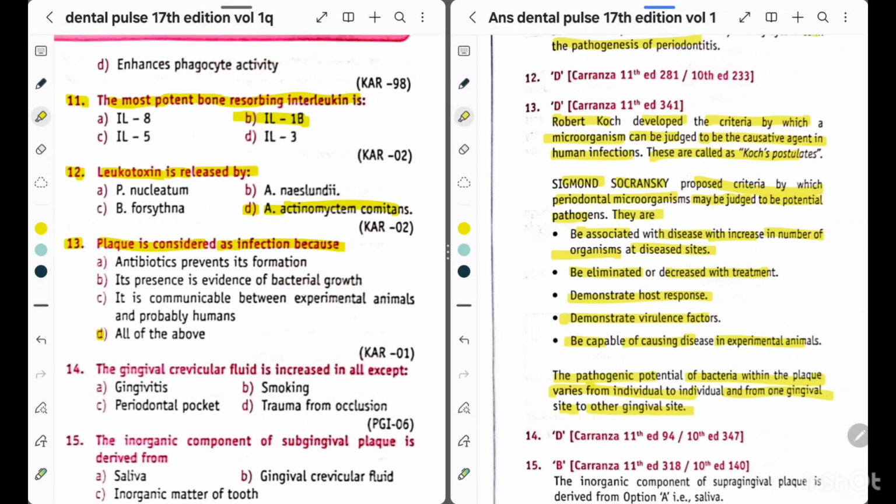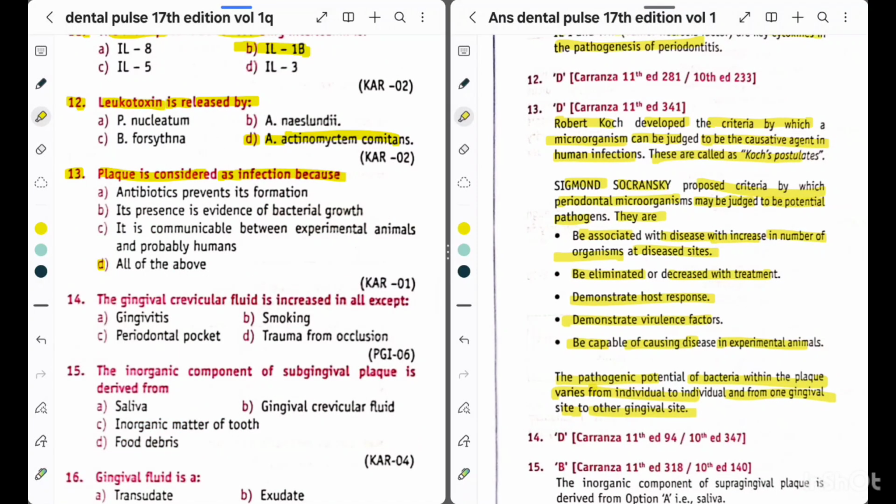Now question 14. The gingival crevicular fluid is increased in all except option A gingivitis, option B smoking, option C periodontal pocket, option D trauma from occlusion. So answer is trauma from occlusion. Gingival crevicular fluid increases in gingivitis, smoking and periodontal pocket, but not in trauma from occlusion.